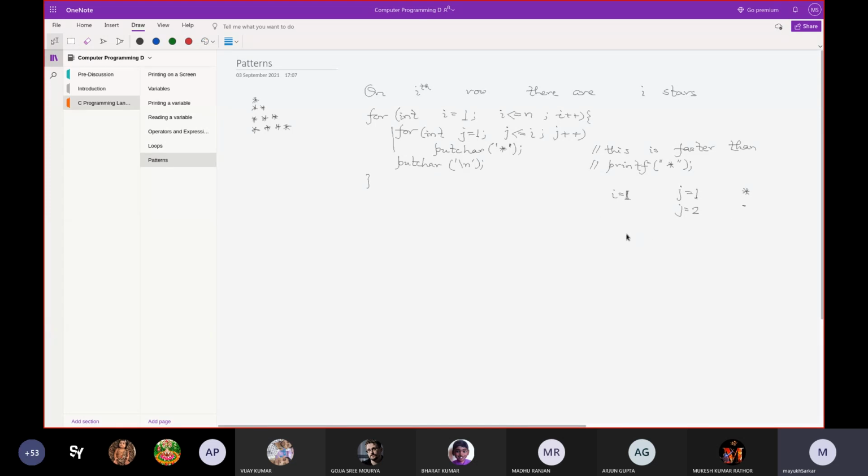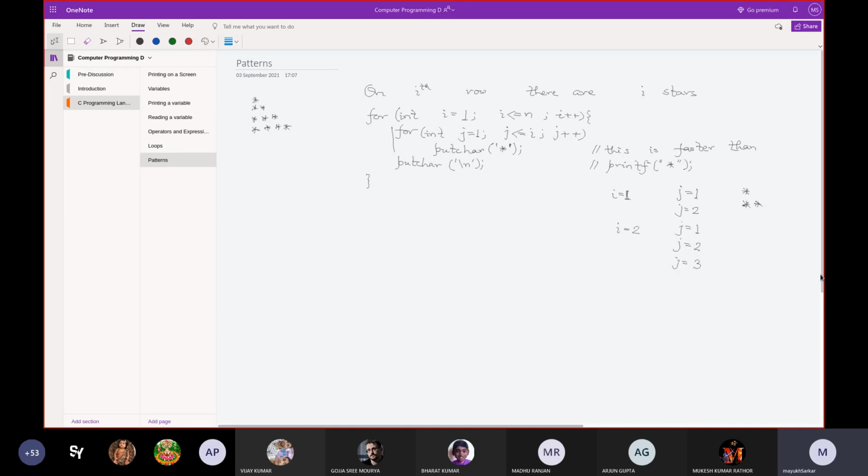Then the value of i: this complete block is done, so i becomes 2. For i is equal to 2, this inner for loop restarts. Start from j is equal to 1, so a star gets printed. Then j increments again to 2, right? 2 is still less than or equal to 2, right? So another star gets printed. Then j becomes 3 and this condition is false.